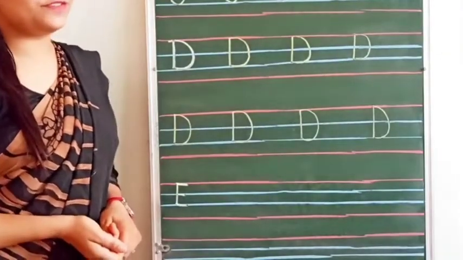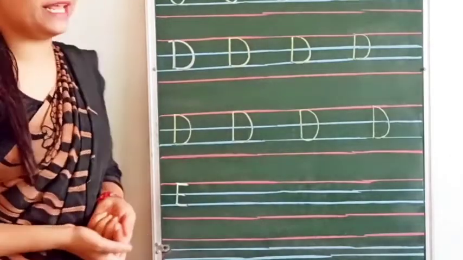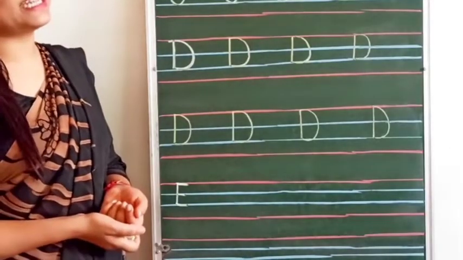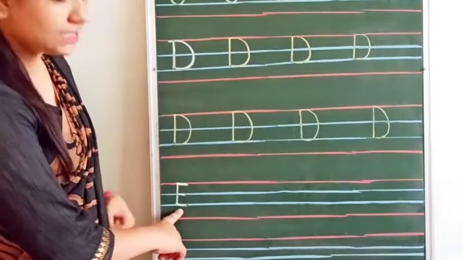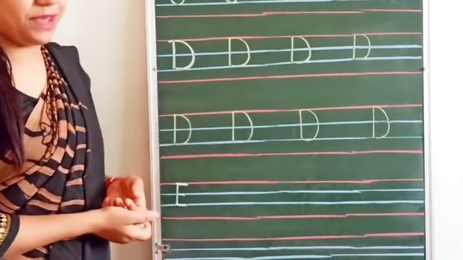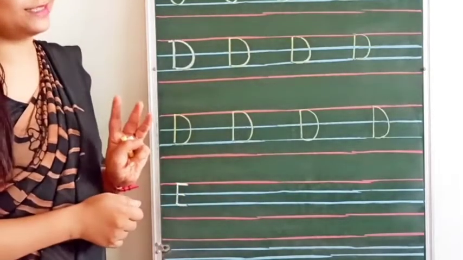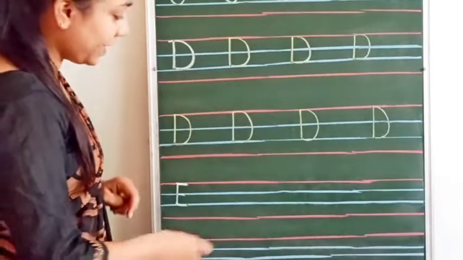So children, we have completed letter D also. So now coming to the letter E. This is letter E. So let's start making letter E. And in this also we will use 3 lines. Okay. So let's start making.